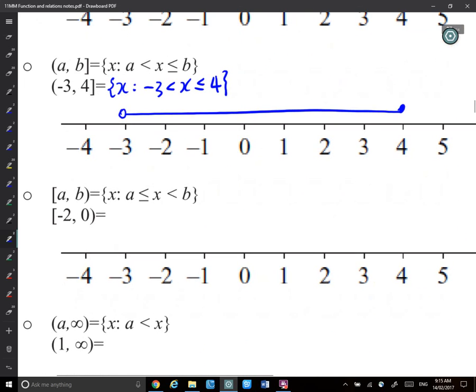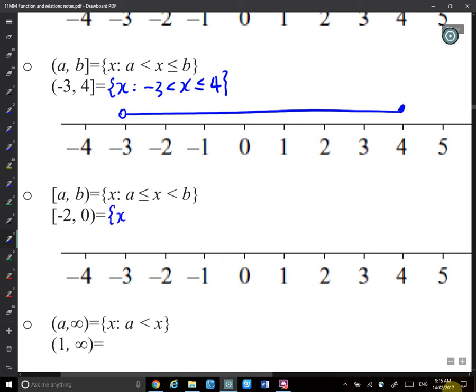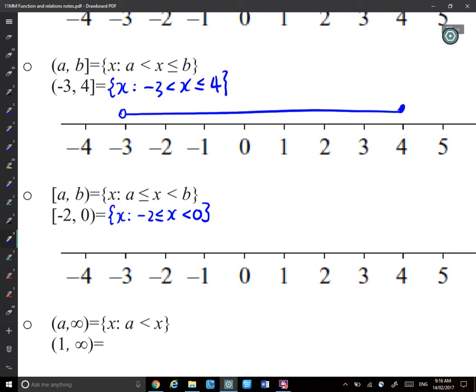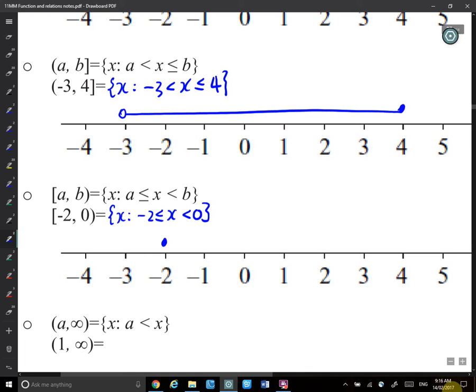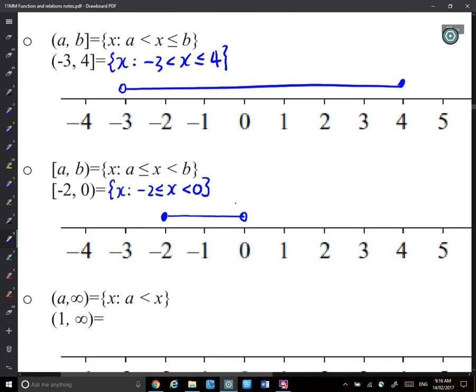And next one, almost there. x, -2 to 0. I'll have -2 included, but 0 not included. So x is greater than or equal to -2, but less than 0. So -2 is there, we have a closed circle, and we have 0 here, an open circle. We need numbers in between -2 and 0.